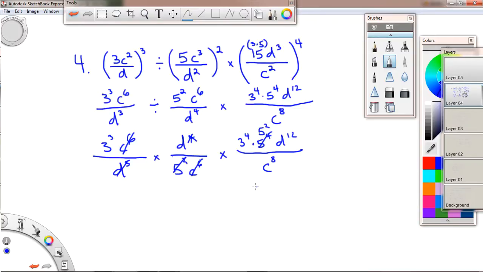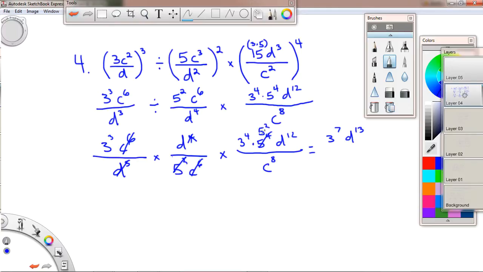And that's about it. I don't see anything else. There's no c's to cancel here, and I've canceled everything else out of the denominator. So let's see what we're left with. It's going to be 3 to the third times, well, here's a 3 to the fourth, so that's going to give us 3 to the seventh. I've got 1d times d to the 12th. That's going to give me d to the 13th.